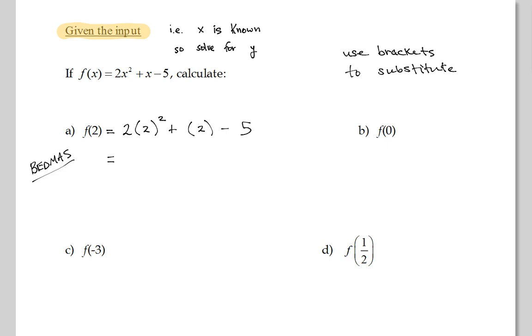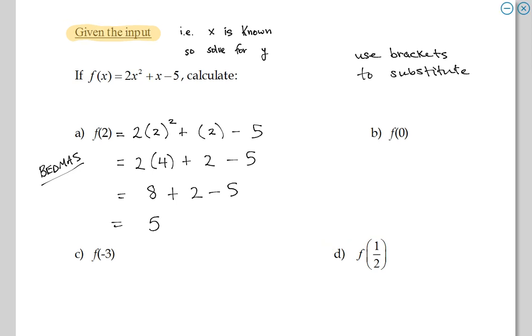Exponents, yeah, exponents. You have to do those exponents first. So what's 2 squared? 4. And then what do we do next? Multiplication. And you still get 8 plus 2 minus 5, and then this is just 10 minus 5, which is 5. So what does this tell us? It tells us that when x is 2, the y is 5.